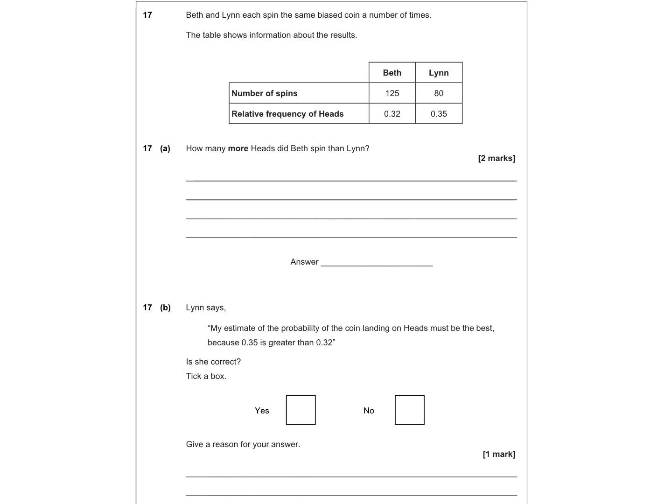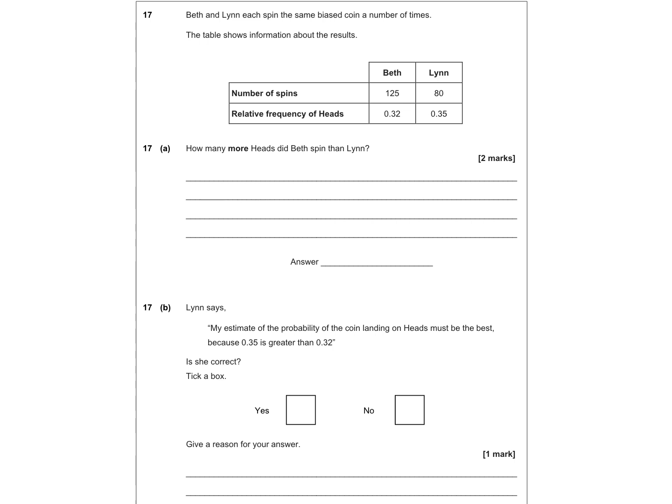All right, question 17. Beth and Lynn each spin the same bias coin a number of times. The table shows information about the results. Beth spins 125 times, and the relative frequency that her coin is going to land on heads is 0.32. And for Lynn, she spins the coin 80 times, and the relative frequency that she's going to land on heads is 0.35. How many more heads did Beth spin than Lynn?